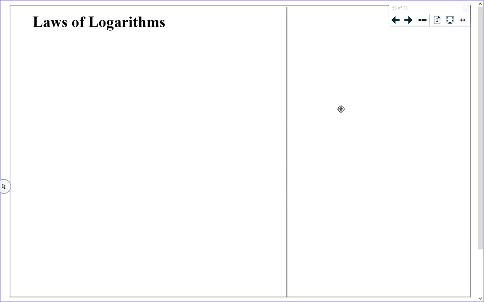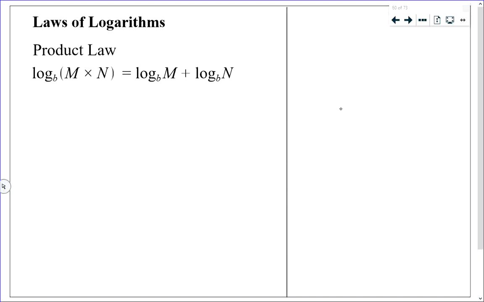Laws of logarithms, briefly. These are on your formula sheet, of course. The product law is not a law for the product of logarithms. It's a law for the logarithm of a product. So the logarithm of a product of m times n is equal to the sum of the individual logarithms. And this is all base b. These could all be base 2. They could all be base 10. They can be any base that's allowable. In other words, it has to be a base between 0 and 1 or greater than 1.